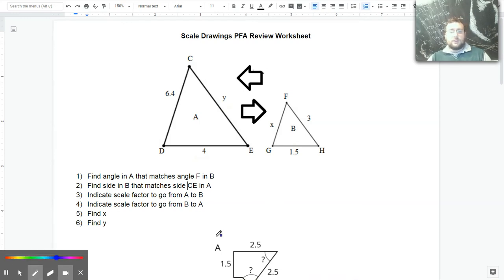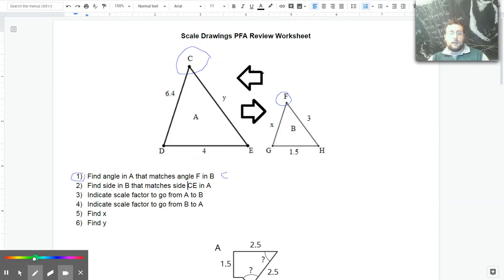So the first one, number one, find the side angle in A that matches the angle F in B. How would you do that? Okay, so here's F in B. That's the top of my triangle. So C would be matching that. So that is the answer for number one, C.